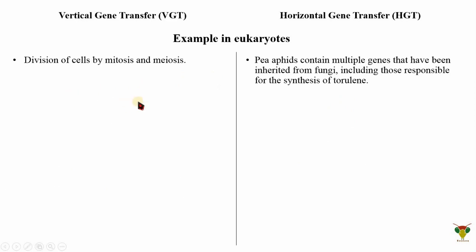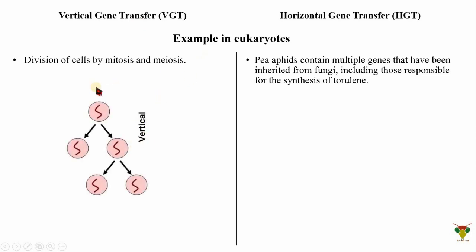So, examples in eukaryotic cells. In eukaryotes, division of cells by mitosis and meiosis is a simple example of vertical gene transfer, showing how the genetic material is transferred from parents to offspring. It is the common example of VGT.